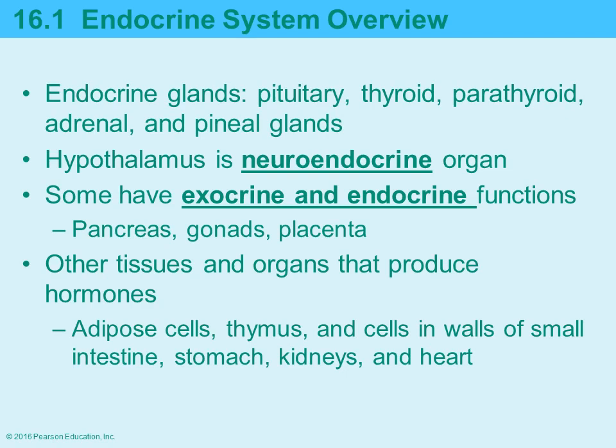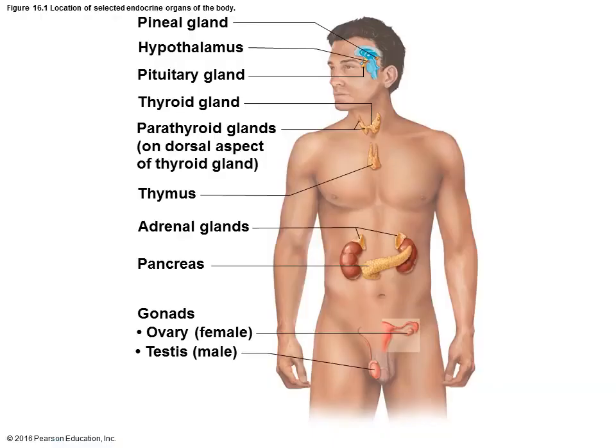There are several different endocrine glands, such as the pituitary, the thyroid, parathyroid, adrenal, and pineal glands. The hypothalamus is classified as a neuroendocrine organ because it functions both within the nervous system as well as the endocrine system. And then some of the glands have both exocrine and endocrine functions, such as with the pancreas, the placenta, your gonads. There are other tissues that can also produce hormones, such as some of your adipose cells, the thymus. You'll have certain cells associated with the small intestine, stomach, kidneys, and the heart as well.